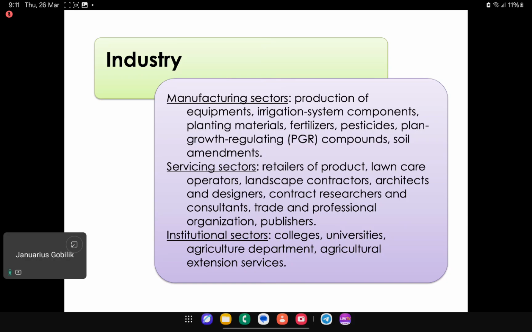And of course, in the servicing sector also, you have a chance to become a retailer of products. You can become a lawn care operator, a landscape contractor, an architect, and also a designer, contract researcher and consultant, trade and professional organization member, or publisher. And then, of course, in the institutional sector, you can become a lecturer in colleges, in universities, in the agricultural department, and also you can become an agricultural extension officer.